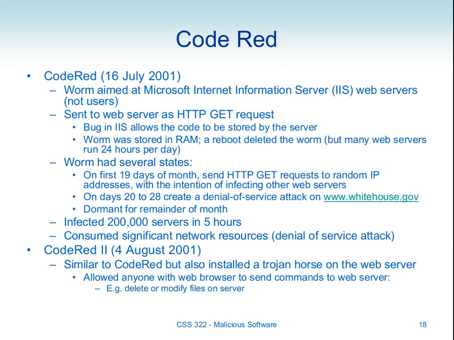What did it do? It went through different states. Once it had infected the web server, the code was running, it would send requests to random IP addresses with the intention of infecting them. So once you've infected one web server, for 19 days of the month, it would choose random IP addresses, send requests to them, hoping to infect web servers at those random addresses. If you send to enough, you should get a few that you can infect. So infect others to spread.